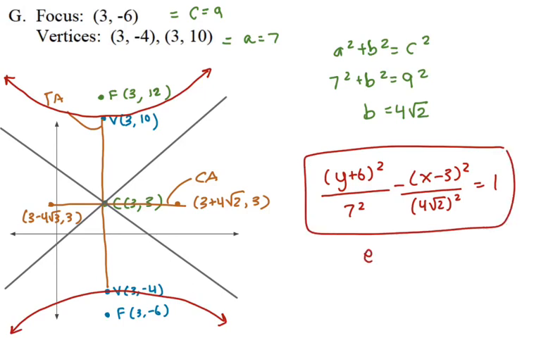And then the eccentricity is always c over a, 9 over 7 in that case. Okay. Oh, sorry, let me fix that. That is not the center. It should be y minus 3. There we go. Okay, last one.